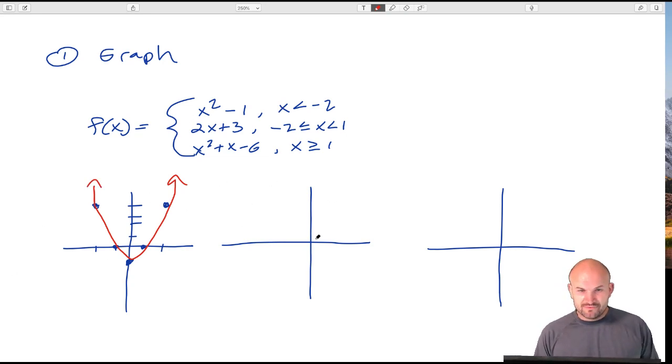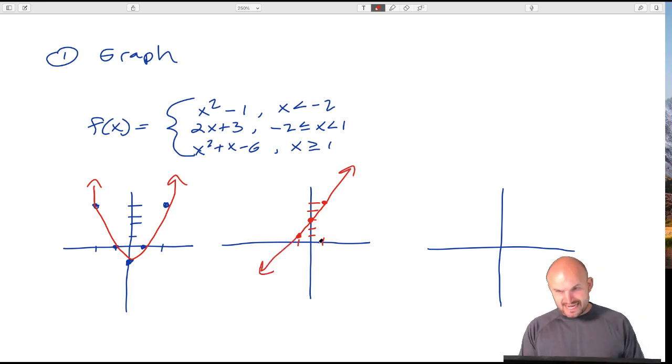We have 2x plus 3, which is going to be at 1, 2, 3. There's the y-intercept, and then that's going to be up 2 and over 1, or it's going to be down 2 and over 1. So that's going to look something like that. Okay, so I'm just going to graph these all as they are.